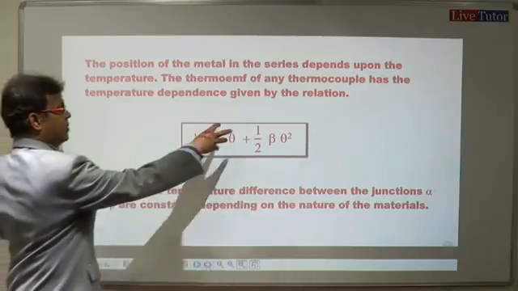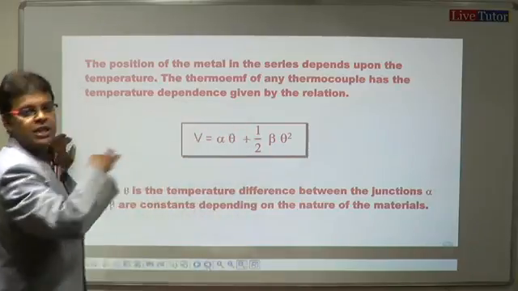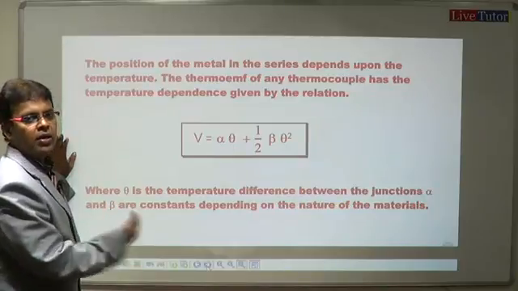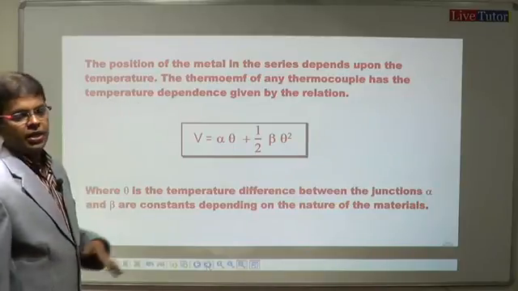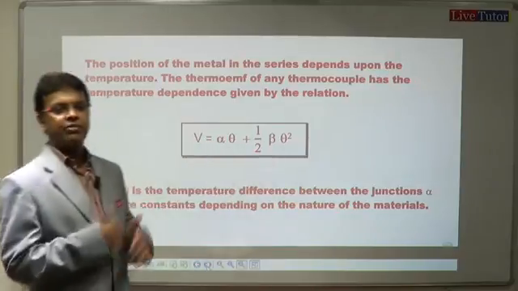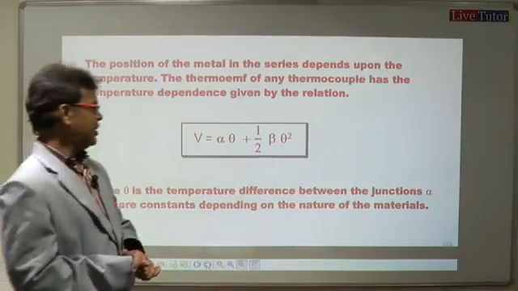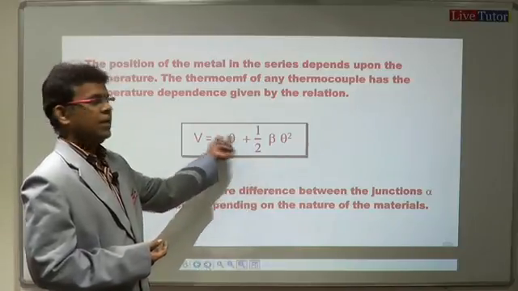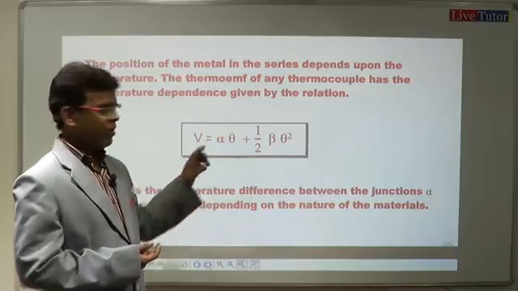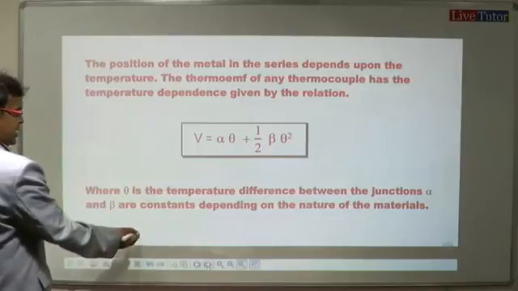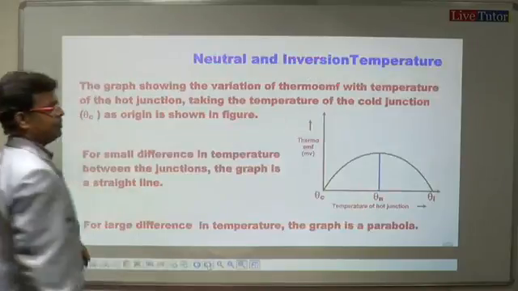Here theta is the temperature difference between hot junction and cold junction, how much difference there is. Alpha and beta are the constants depending upon the nature of material. According to the material we use, these constants alpha and beta will vary. In the question, they can ask for alpha, or beta, or theta, or V. Any one variable will be asked. Okay? Let us see at the end of this lesson when you are working out the problems.